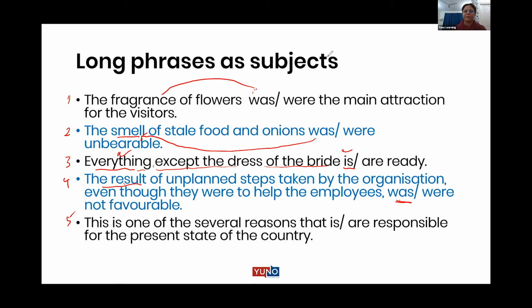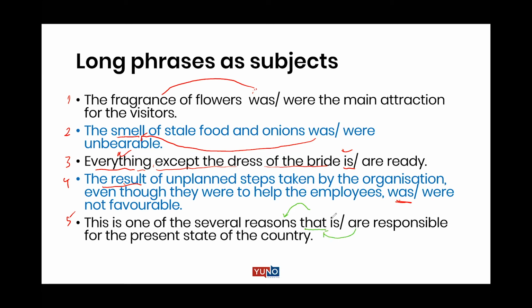Okay, the answer is not correct. But this is one, right? Before that, also, this is one of the several reasons. You got something else also after it. This is one of the several reasons that, you got another clause. There are different clauses in the sentences. This is one of the several reasons, one clause, a mini sentence we can call it. So that refers to what? Reasons. Plural or singular? Plural. So what should it be then? Are responsible.